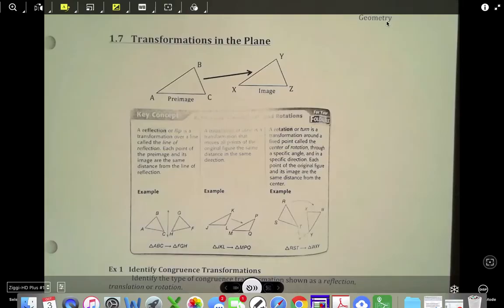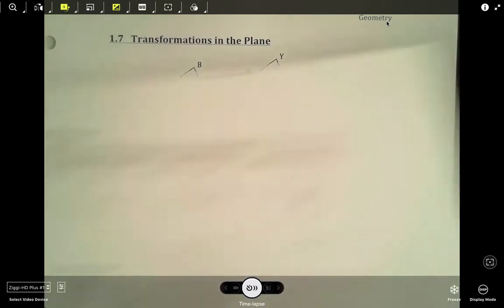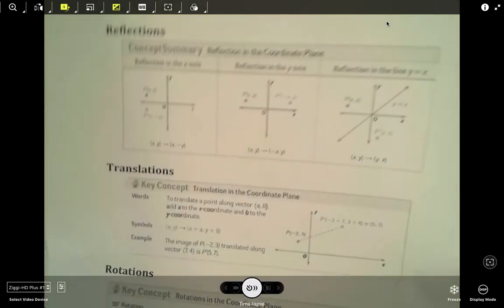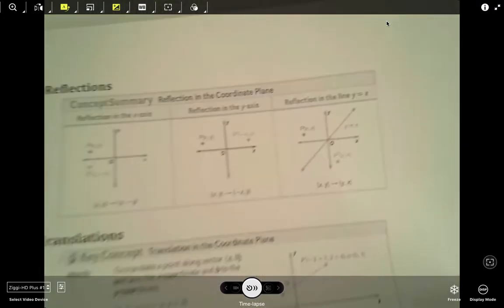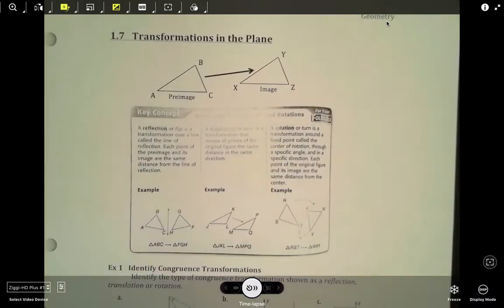This is section 1.7, transformations in the plane. There is a note sheet and there is another sheet that goes with this. This is like your cheat sheet that you will need to study for the test. So this has all of the types of transformations on it. And I'll make reference to this halfway through the lesson. So, transformations in the plane.